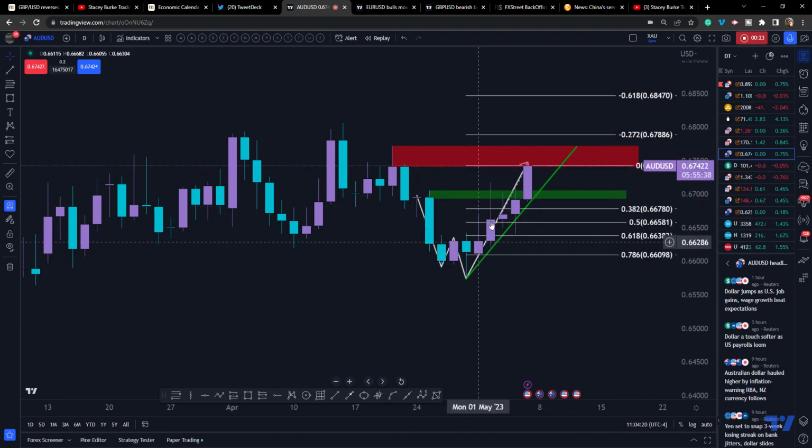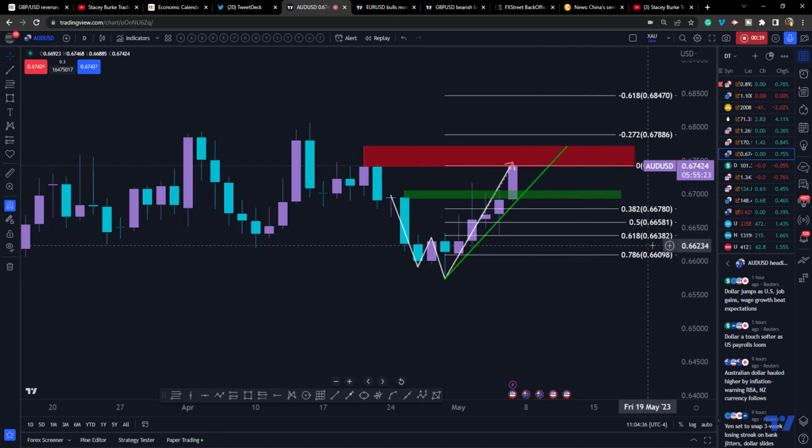These W formations tend to see the price pulled back in towards the neckline. This isn't quite overextended yet, so we can still see that come all the way back into here. We've got a 61.8 and a 50% mean reversion that could play in that regard.